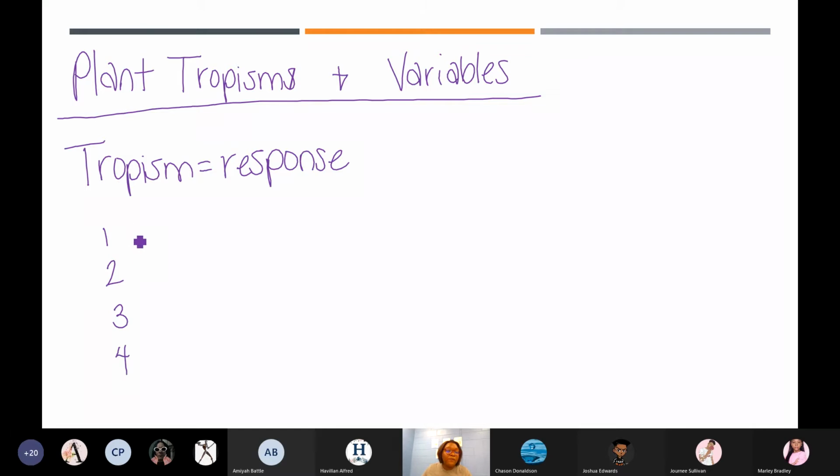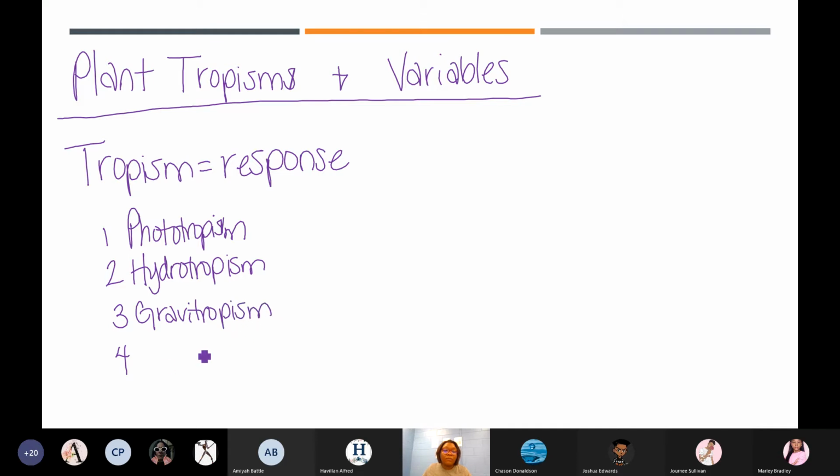If you remember, phototropism, hydrotropism, gravitropism, and thigmotropism. So let's look at that first one, phototropism. Phototropism talks about, so we'll want to draw a picture here, a plant's response to light.